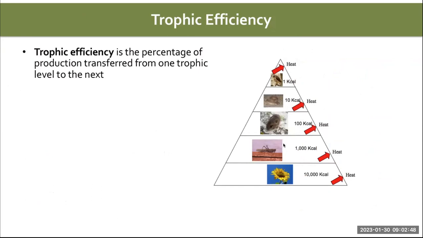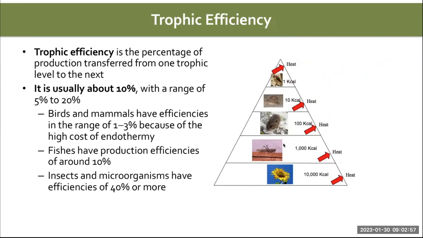All right, so trophic efficiency, remember, trophic just means feeding, right? So trophic efficiency is the percentage of production transferred from one level to another. This is often referred to as the 10% rule, because generally the amount of energy that is transferred between levels is about 10%. That is a very general rule, and it really depends on the type of organisms we're talking about.